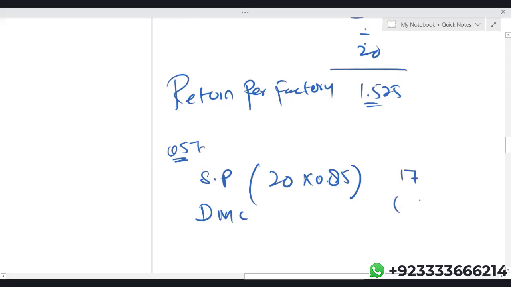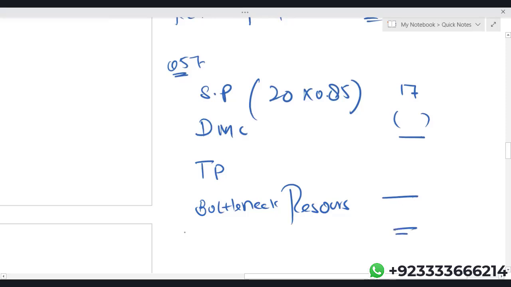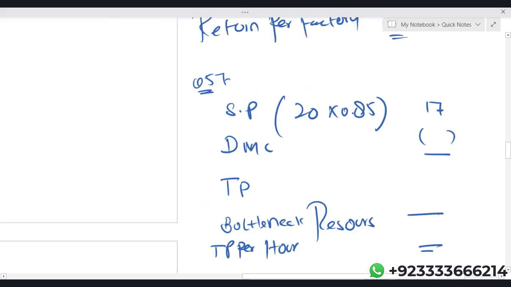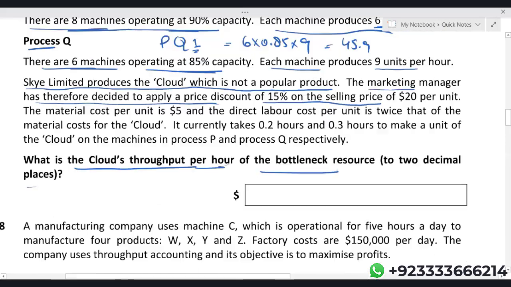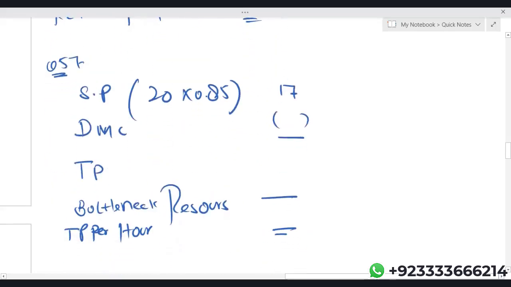We will deduct direct material cost per unit. That will give us throughput per unit. And then it will be divided by the bottleneck time required per unit, so bottleneck resources. Then you will get, logically, throughput per hour, or you can say return per factory hour. Direct material cost is 5. Throughput is 12.